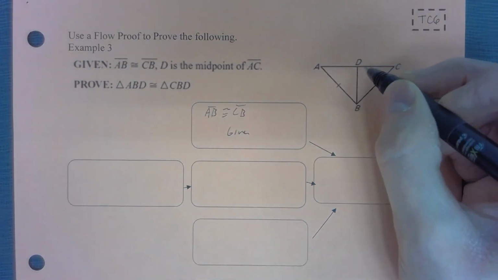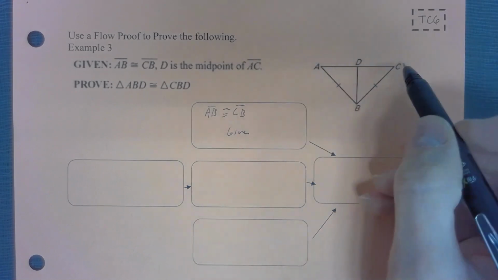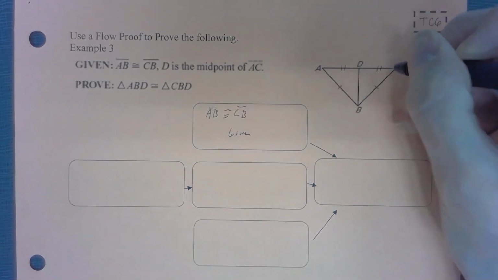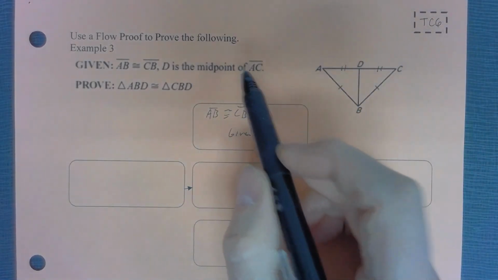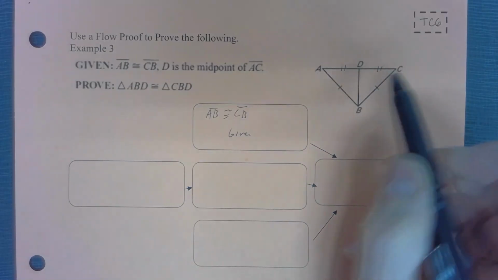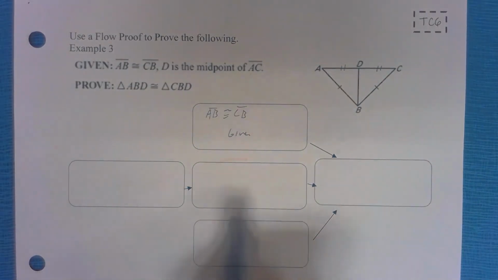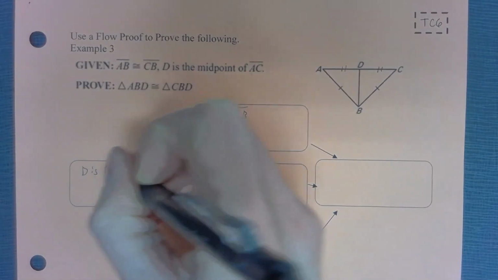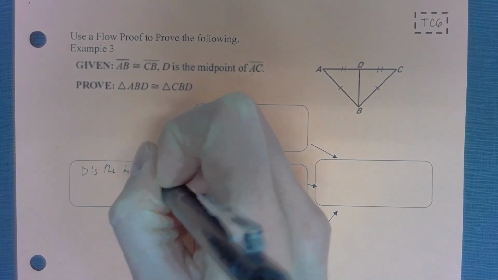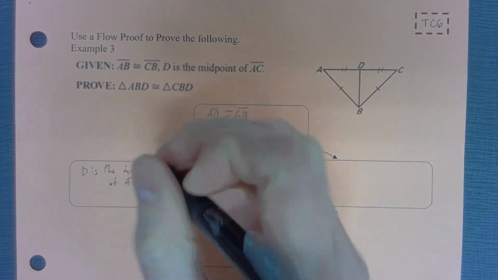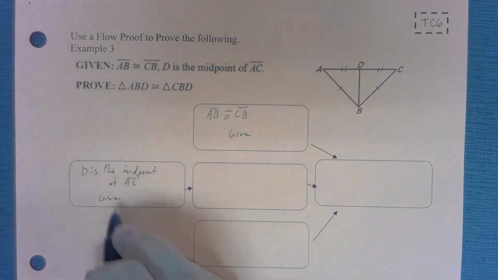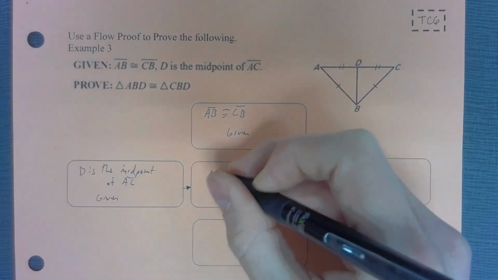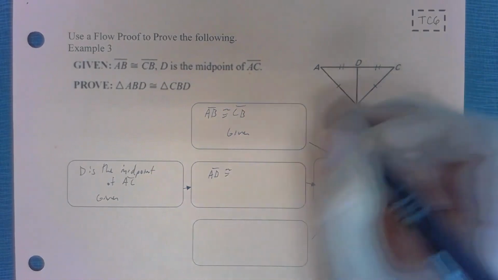So looking at the diagram, D, if it's the midpoint of AC, that would mean that AD and CD are the same length. So notice how that given statement brought us to a conclusion about those segments. So this is where this intermediate flow part comes in. So D is the midpoint of AC is given. But that led us to the point that AD is congruent to CD.